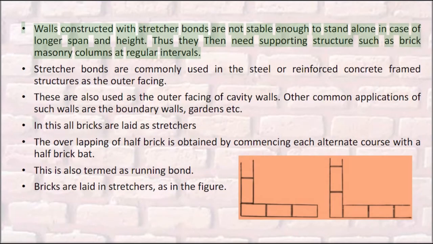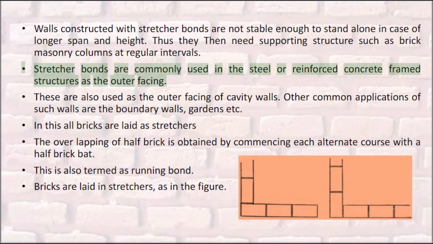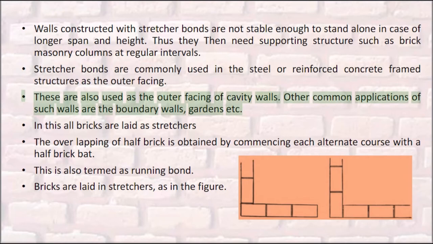Walls constructed with stretcher bonds are not stable enough to stand alone in case of longer span and height. Thus they need supporting structures such as brick masonry columns at regular intervals. Stretcher bonds are commonly used in steel or reinforced concrete framed structures as the outer facing. These are also used as the outer facing of cavity walls. Other common applications of such walls are boundary walls, gardens, etc.